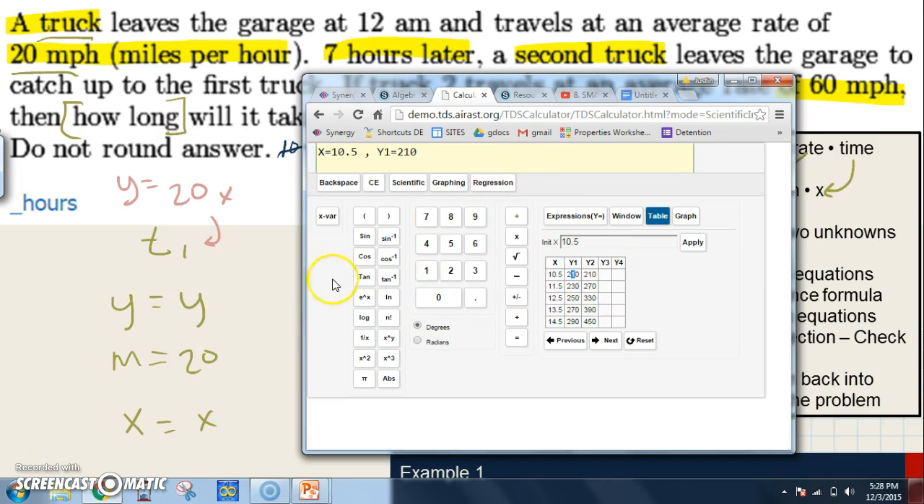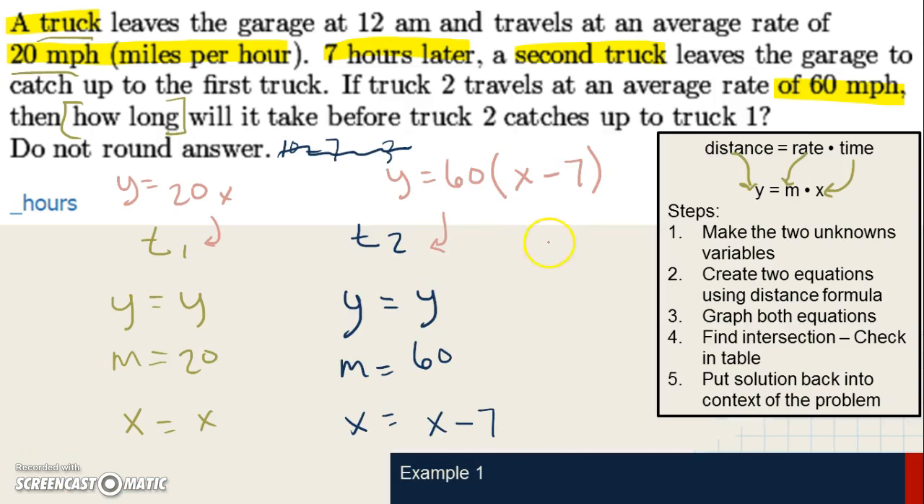So now I'm going to go back to the problem. I'm going to write that down before I forget it. So 10.5 was our x, and our y was 210. I'm going to go back to the problem, and I'm going to close it out by putting it back into the context of the problem. So what is it asking us for again? If truck 2 travels at an average rate of 60 miles an hour, then how long will it take before truck 2 catches up to truck 1? So we're looking strictly for truck 2's time.